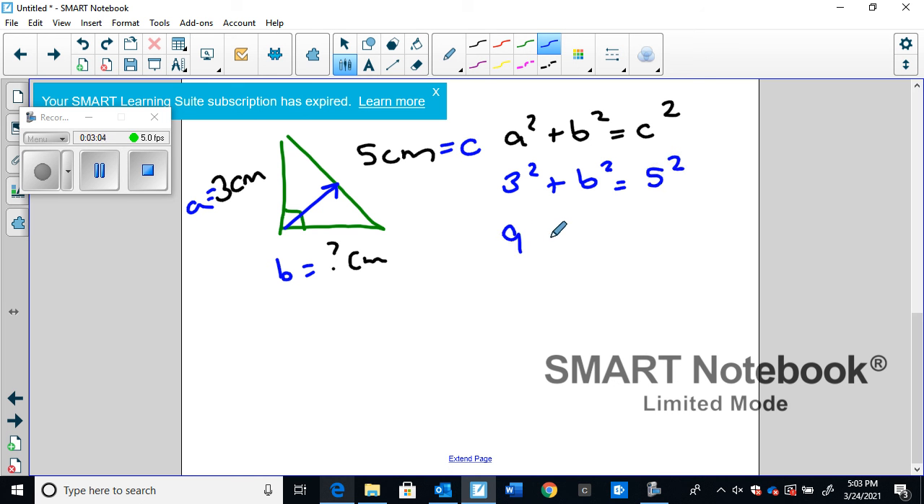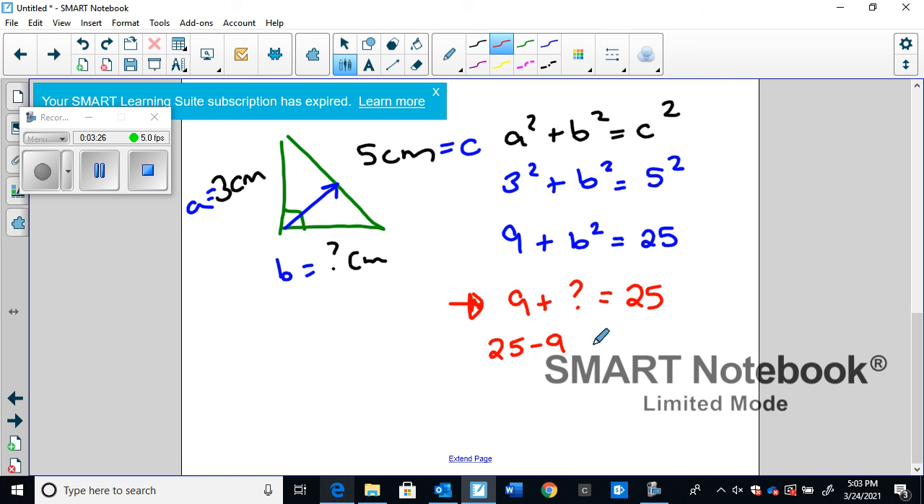3 squared is 3 times 3, which is 9. B squared is still unknown. And 5 squared is 5 times 5, which is 25. Now, what we're basically saying is 9 plus something gives me 25. Now, we talked about this as a fact family. If I'm trying to figure out 9 plus something gives me 25, I can go the other way. I can go 25 minus 9. That's going to give me something. I can do the opposite. So when I do that, 25 minus 9, I'm going to get 16. So this unknown is going to be 16.